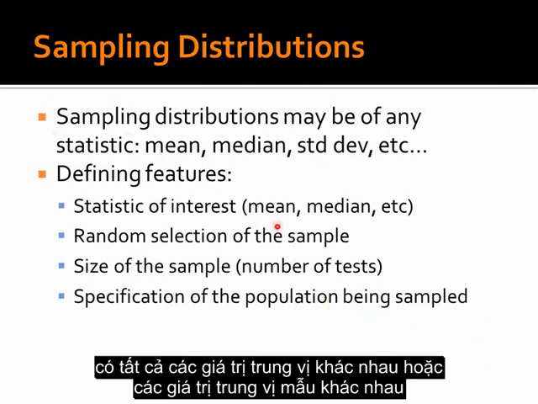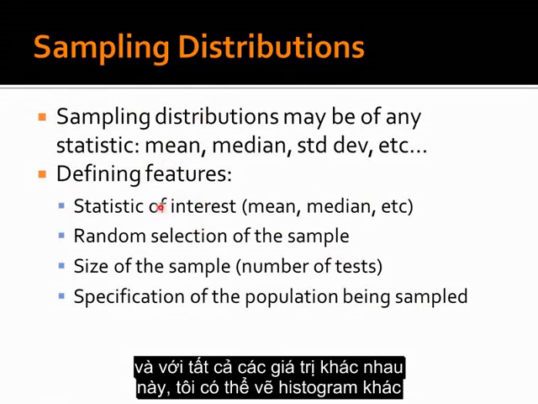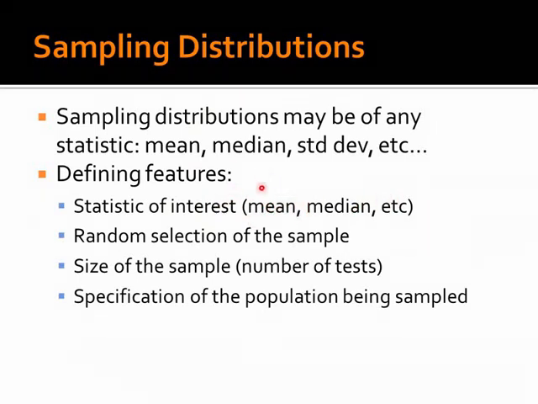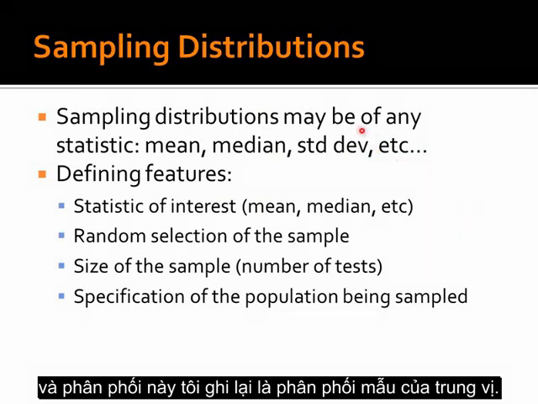I have all these different sample median values, and with all these different values I can plot yet another histogram, where the histogram's x-axis would be all the sample median values, and the y-axis would be their frequencies or their probabilities, and that will form yet a new distribution. And this distribution, I would call it the sampling distribution of the median.